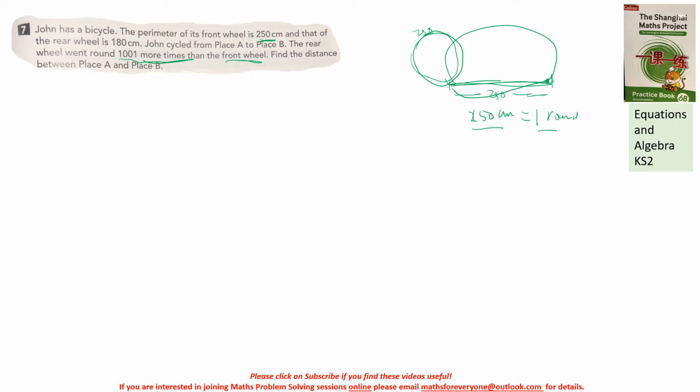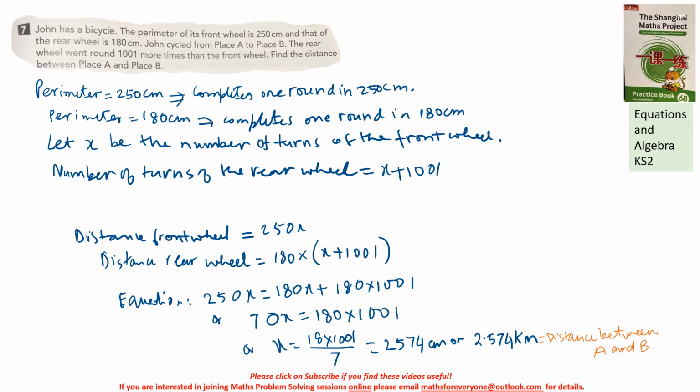Now the next wheel. The first wheel is 250 centimeter. The second wheel, so one wheel is bigger, one is smaller. If you think of this cycle, the back wheel is smaller, the front wheel is bigger. So the front wheel and the rear wheel. Then what do we do about this? The perimeter is 250 centimeter, which means it completes one round in 250 centimeter, right? And the perimeter of 180 centimeter completes one round in 180 centimeter. So let x be the number of rounds, the number of turns of the front wheel.